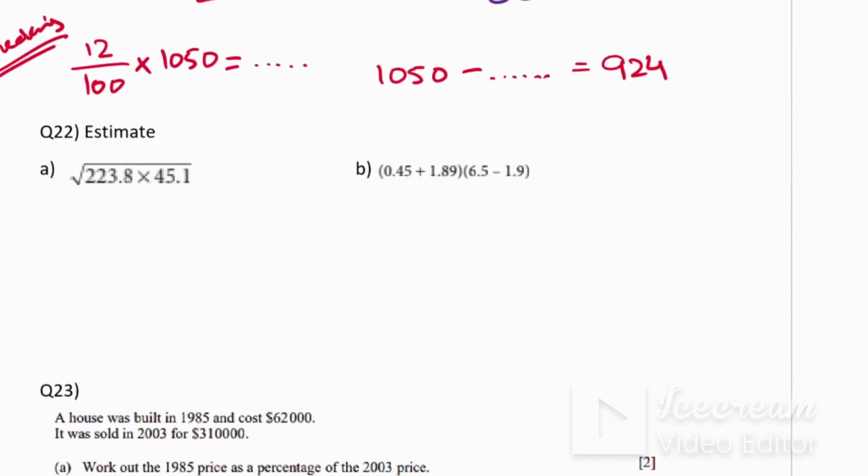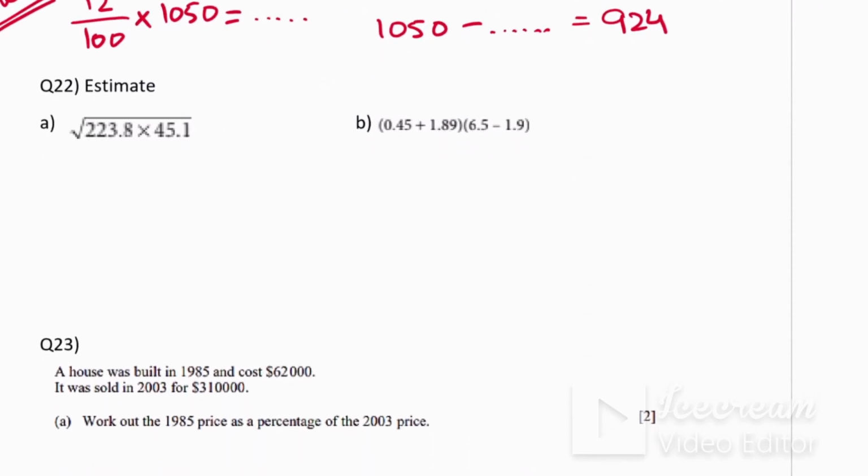Now the next one is about estimation. Here you have to estimate. For estimation, keep one thing in your mind, that you don't have to use a calculator. You have to make the numbers such that you can solve them manually without a calculator. So here let's see, 223.8 multiplied by 45.1. We know that whenever we have a multiply sign, we can break the root.